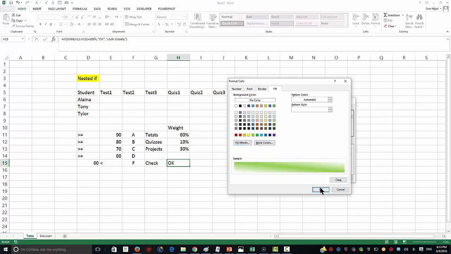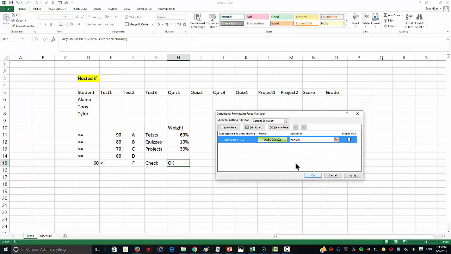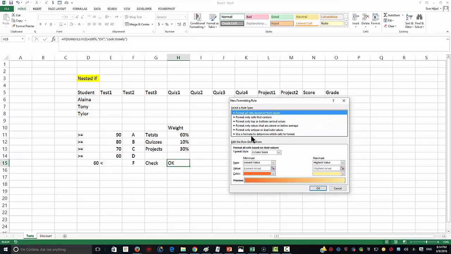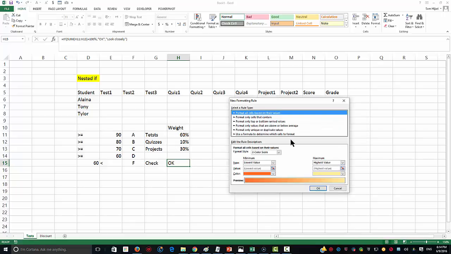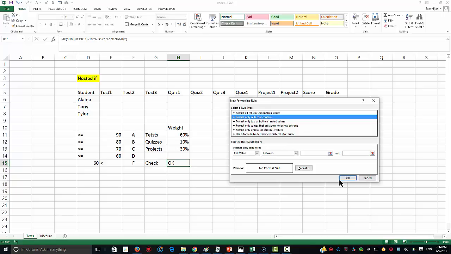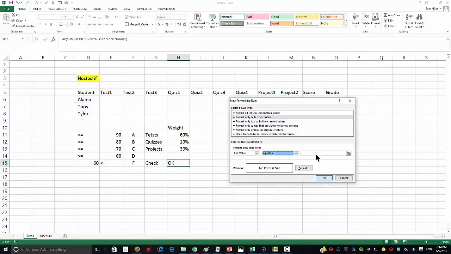And okay, then there's another rule waiting for me to be filled. Let me go back to it, new rule, so slow down a little bit. Format cells that contain, and I'm going to say cell that is equal to, and what I'm equal to here, look closely.